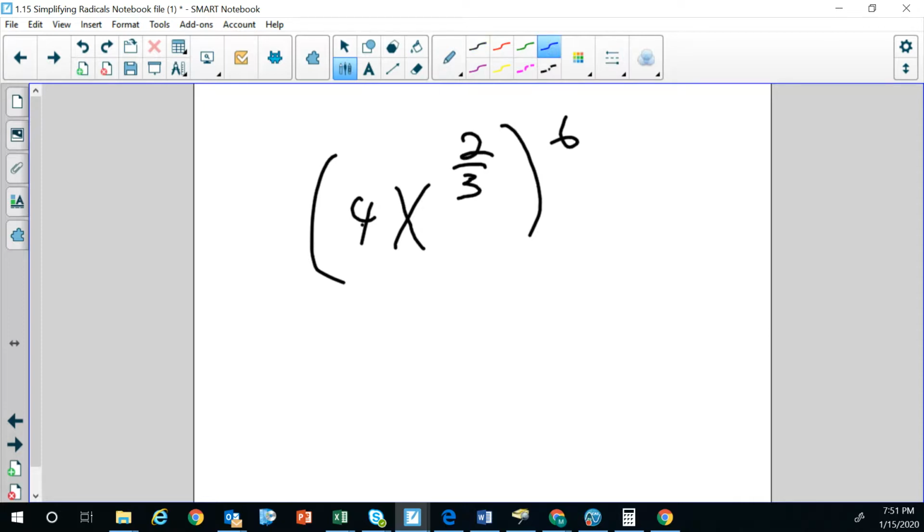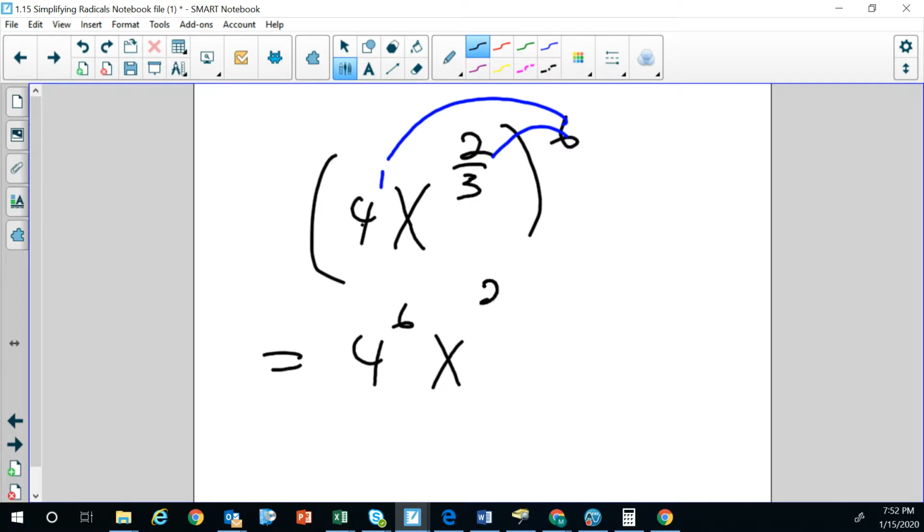Remember, we put an exponent 1 on the 4, and then we're going to distribute the 6. It's 6 times 1 and 6 times 2/3. So that's going to give me 4 to the 1 times 6, which is 4 to the power of 6, times x to the power of 2/3 times 6.